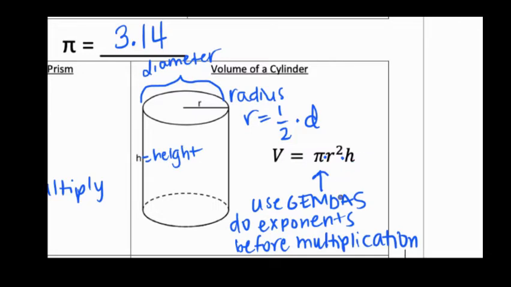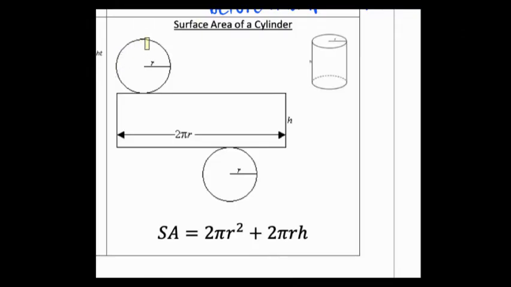For surface area, the cylinder has a circle on the top that we need to find the area of, and a second circle on the bottom that we need to find the area of. That is this first part of our formula right here, 2 times pi r squared. To find the area of one circle, you do pi r squared, but since we have two of them, we have to multiply it by 2. So 2 pi r squared. That takes care of that piece.